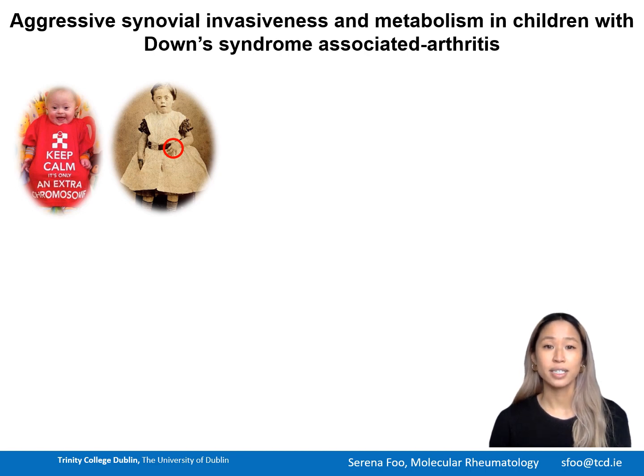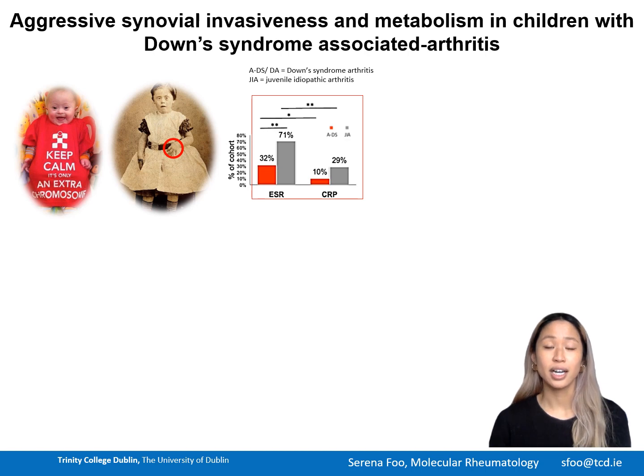Over the last 5 years, Children's Health Ireland in Crumlin, led by Dr. Orla Killeen, ran a nationwide screening clinic for children with Down syndrome. They demonstrated that it was hard to diagnose the disease because only a small percentage of them show an increase in the inflammatory markers ESR and CRP in comparison to juvenile idiopathic arthritis.